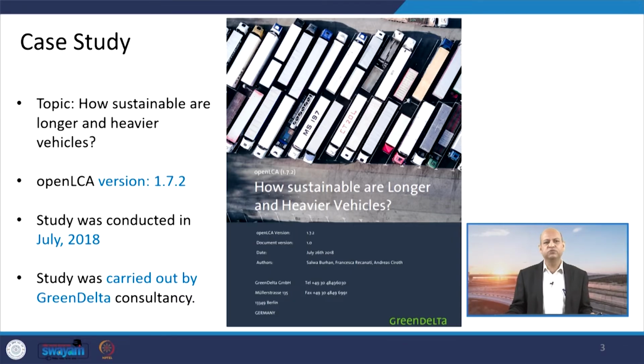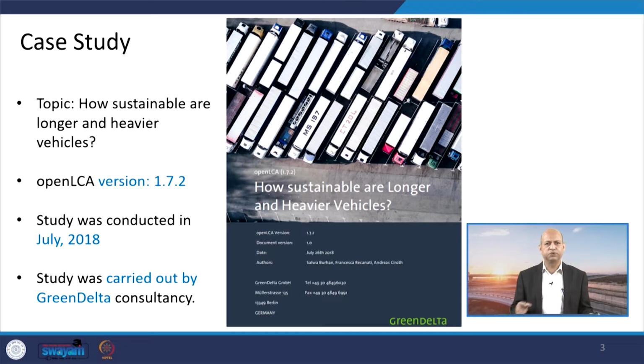So, the case study is about how sustainable longer and heavier vehicles are, and the software we have used is openLCA, version 1.7.2, because every time it is improved by the open software community and new versions are launched. This study was conducted in July 2018 and was carried out by Green Delta Consultancy.